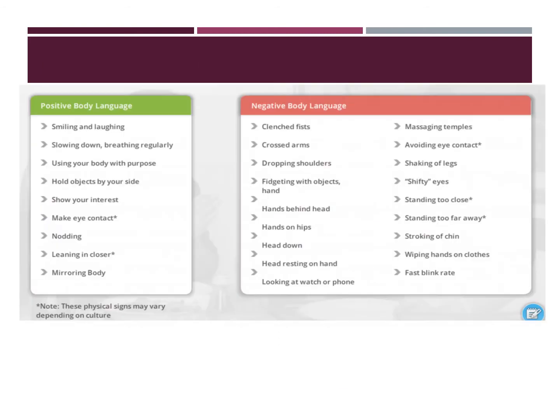Here we have a list of positive body language and negative body language, and we're just going to go through both now.